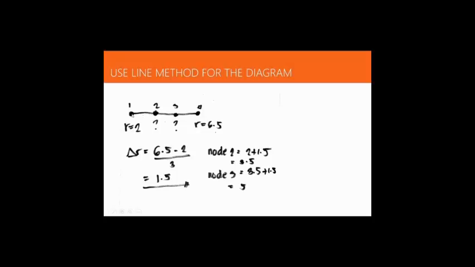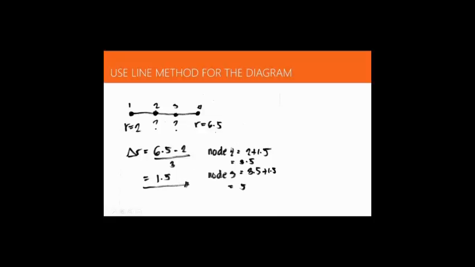At the first node, node 1, we have r equals 2, and the last node will be r equals 6.5. So for us to get these two middle nodes, we will use delta r equals the last node, the number 4 node, minus the first node, divided by 3, so the answer will be 1.5.